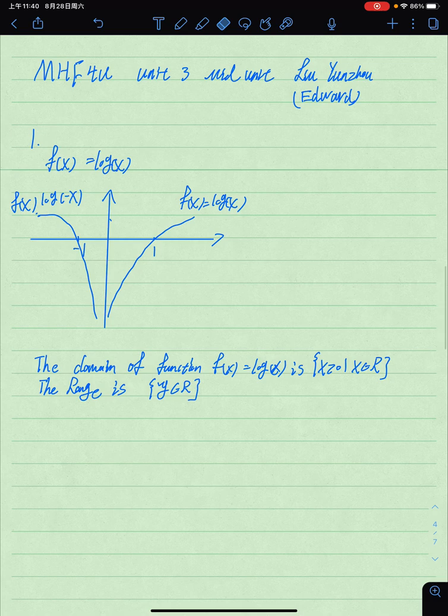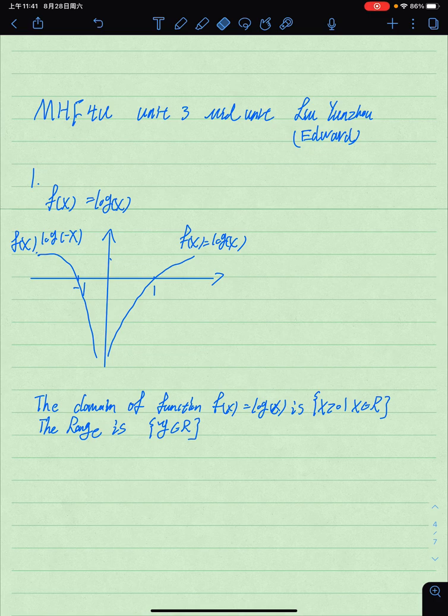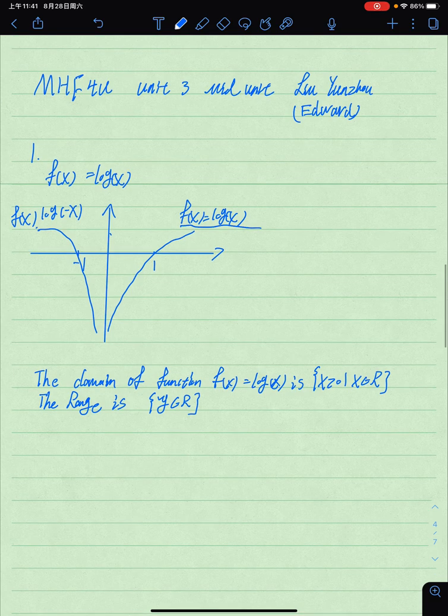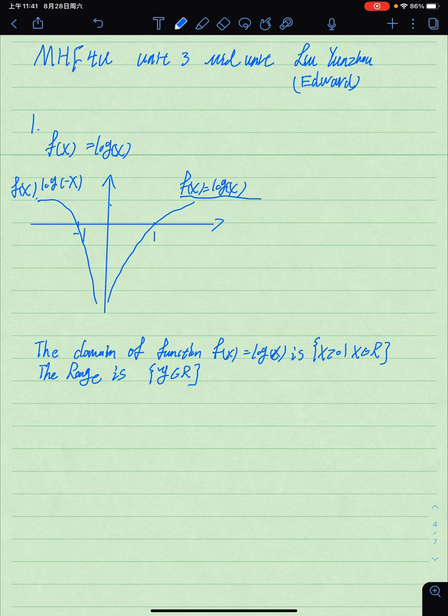For this assignment, we have three questions. The first question is to describe what happened to the domain and range of the logarithmic function under the vertical reflection, and we need to use a diagram to support our answer. Here's the graph and the original function, log x. We can see the domain of the original function is x greater than 0, and the range is y belongs to real numbers. But the topic told us we need to use the vertical reflection.